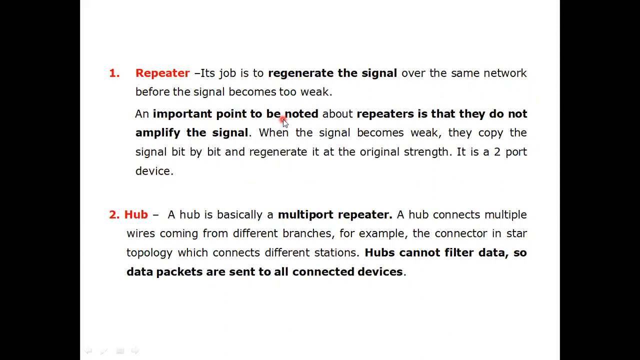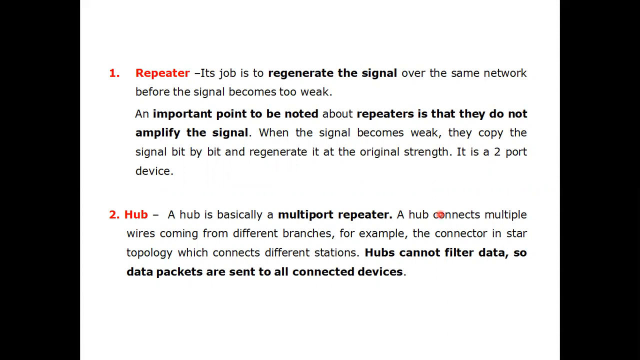A very important point to note about the repeater is that it does not amplify the signal; it regenerates the signal. Amplify means we are adding something to the existing signal and sending it again. No, we are not amplifying, we are regenerating the signal, which means a new form of the signal. When the signal becomes weak, the repeater copies the signal bit by bit and regenerates it at the original strength.